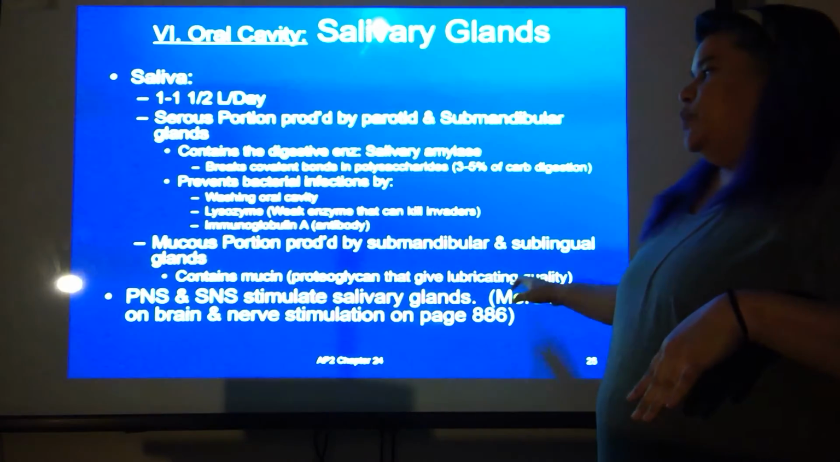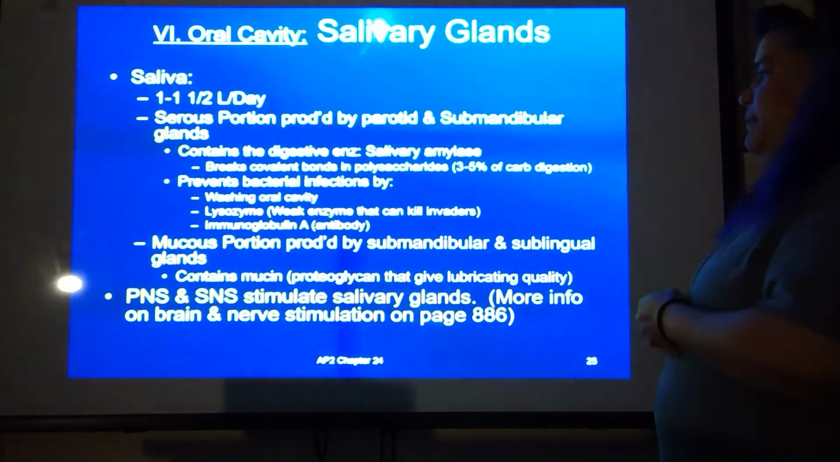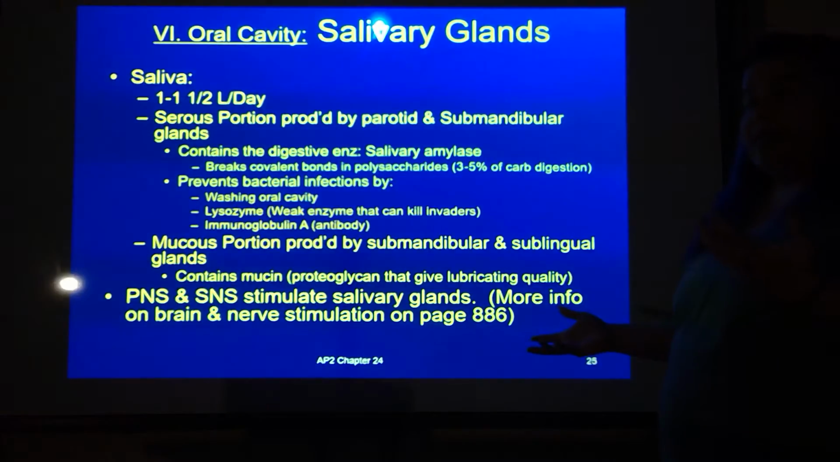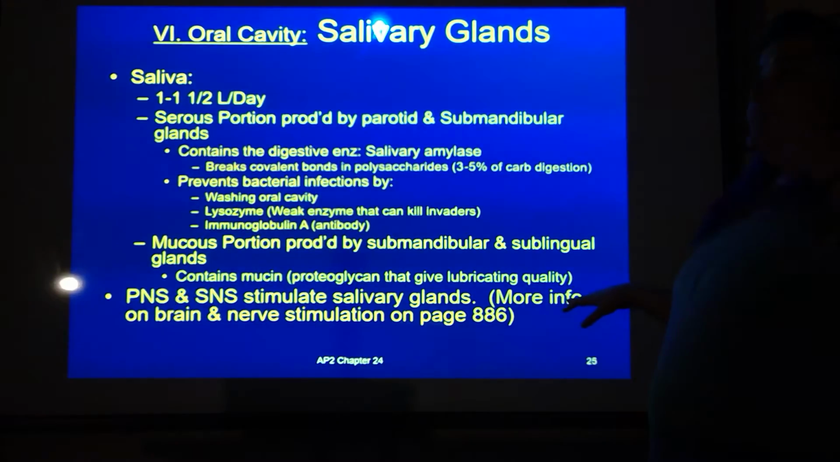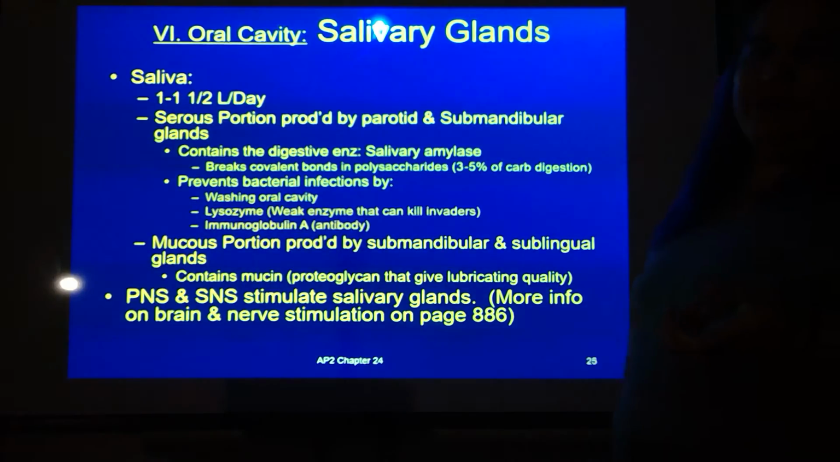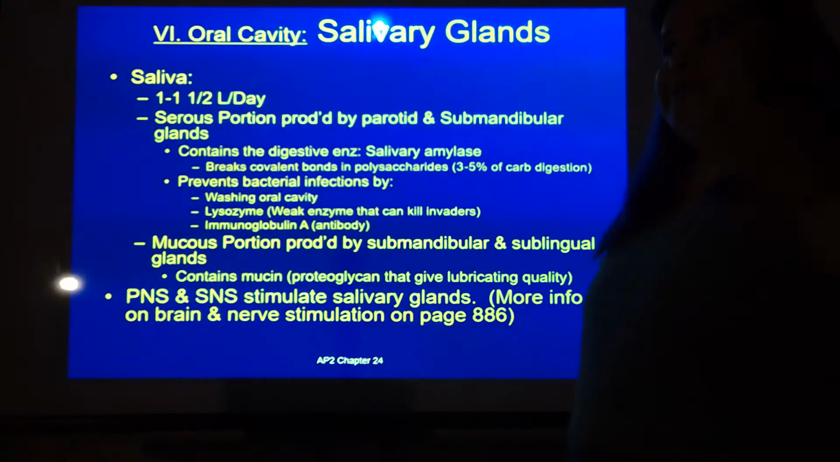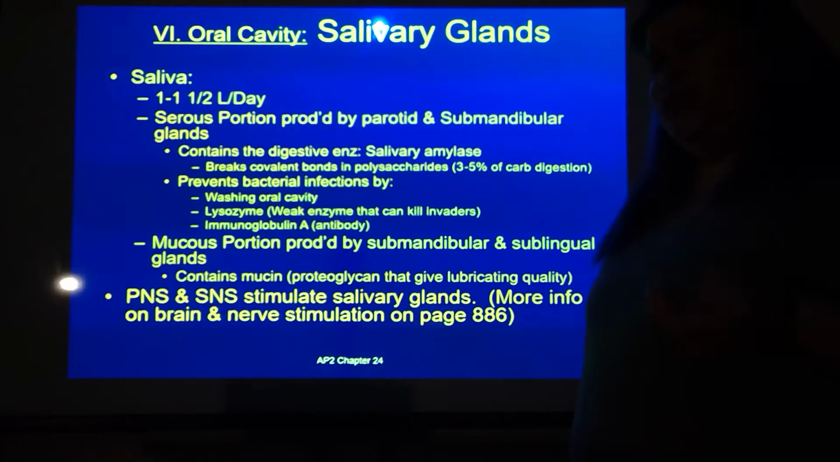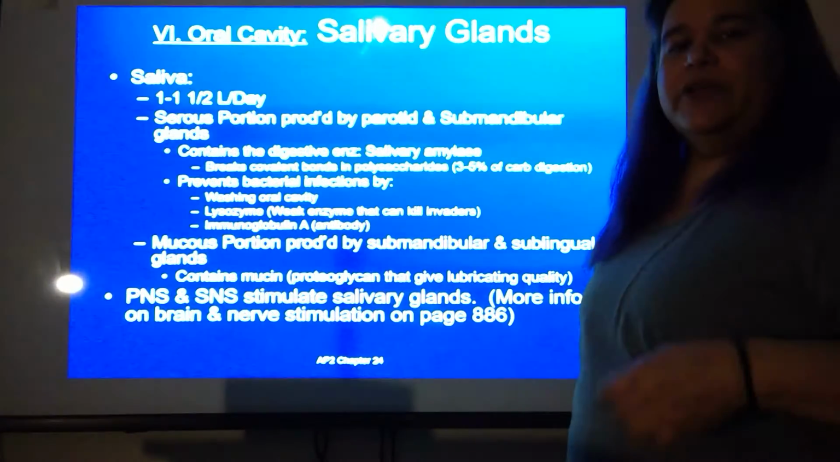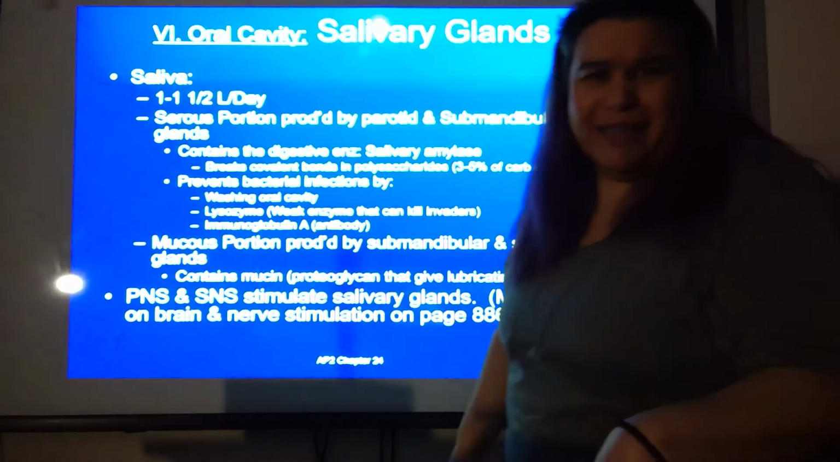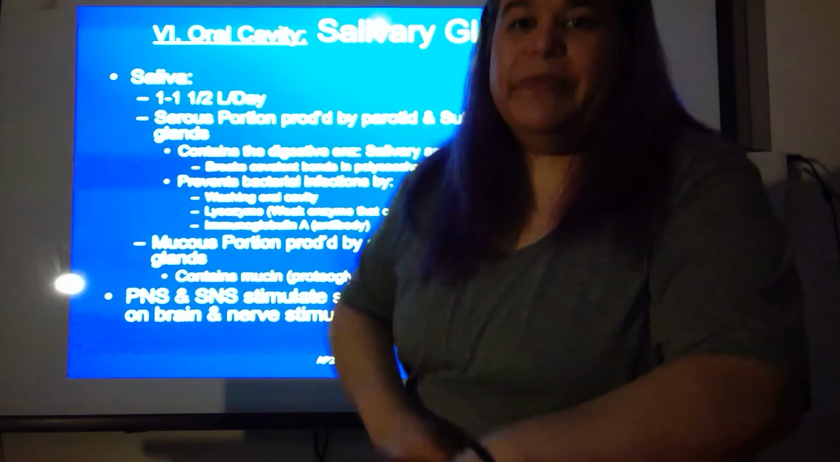So the mucus portion is produced by the submandibular and the sublingual glands. This contains mucin, okay? This is that proteoglycan that I've talked about forever that basically holds on to water, okay? So you may be going, okay, but why is that important? Why do I have to hold on to water?